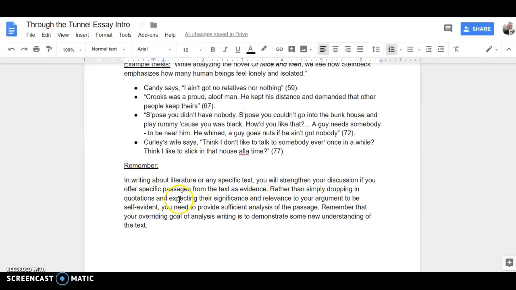discussion if you offer specific passages from the text as evidence. Rather than simply dropping in quotations and expecting their significance and relevance to your argument to be self-evident, you need to provide sufficient analysis of the passage. Remember that your overriding goal of analysis writing is to demonstrate some new understanding of the text. You're looking for new things, and you always have to make sure that it clearly relates to your thesis.